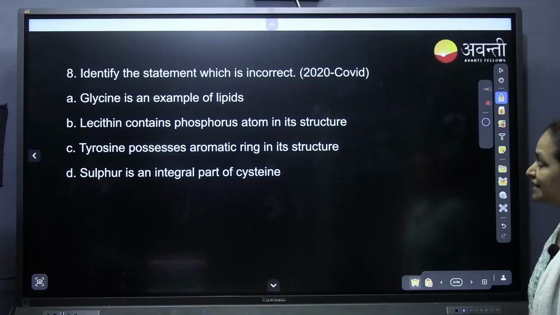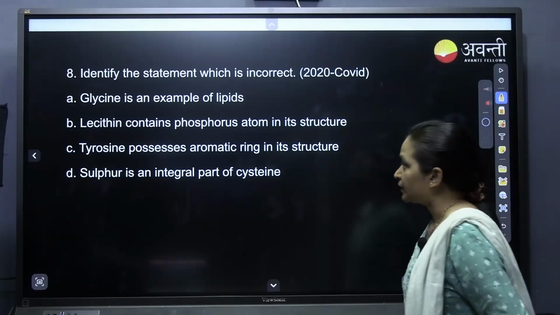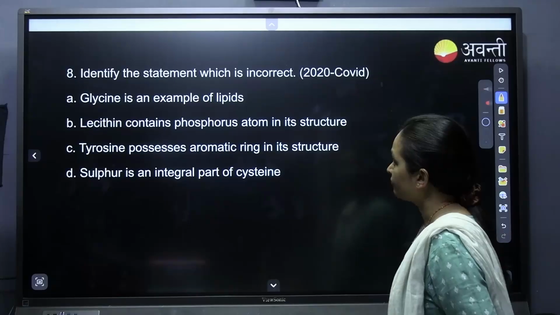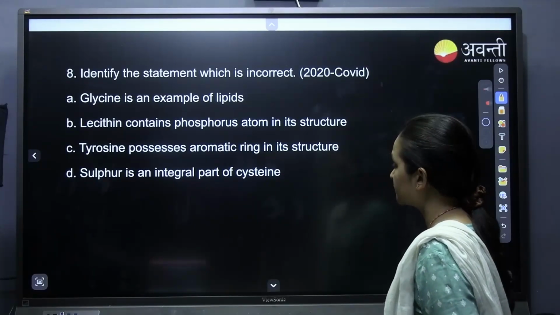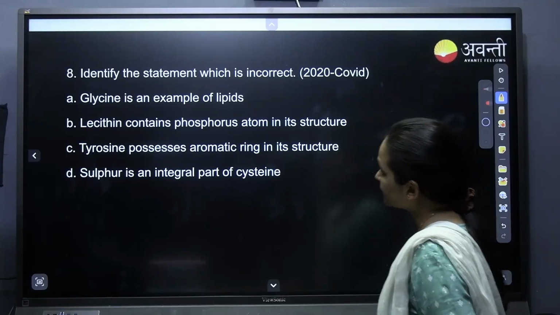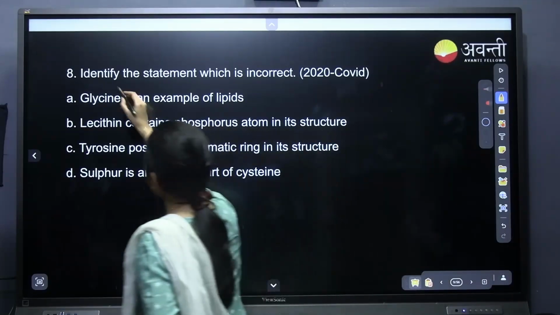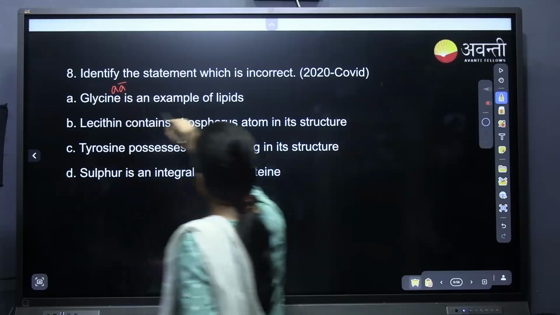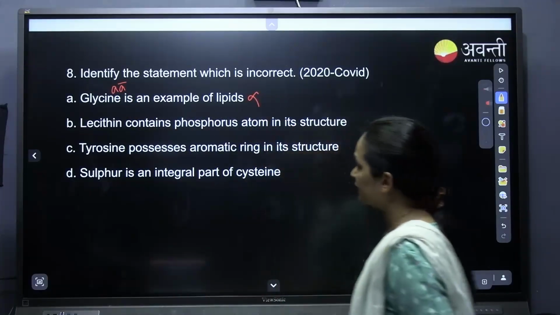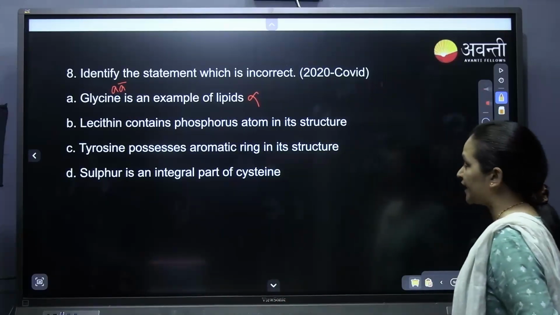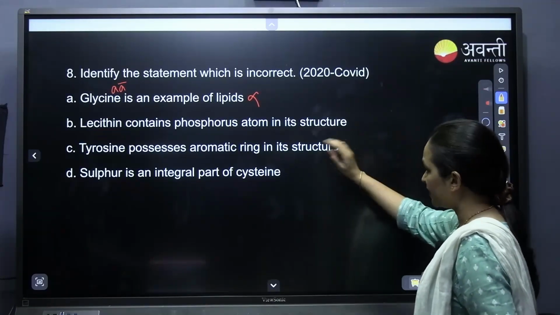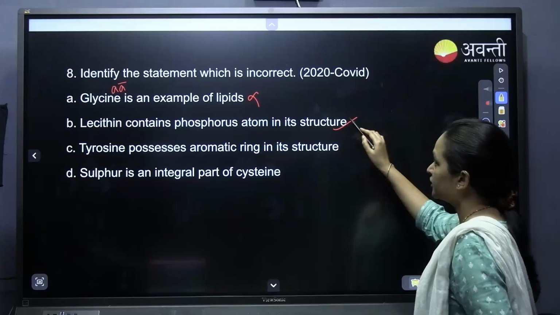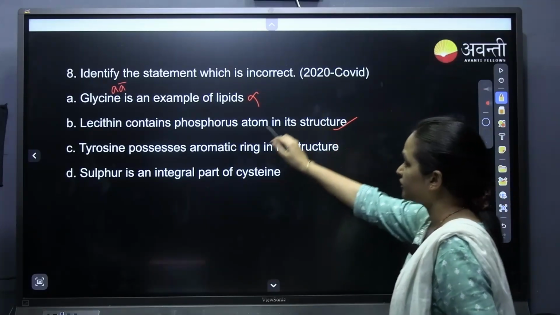Identify the statement which is incorrect. We need to find the incorrect statement. Glycine is an example of lipid. What is glycine? Glycine is an amino acid. It is not an example of lipid. Lecithin contains phosphorus atom in its structure. Yes, it is a phospholipid, so it has phosphorus in its structure.